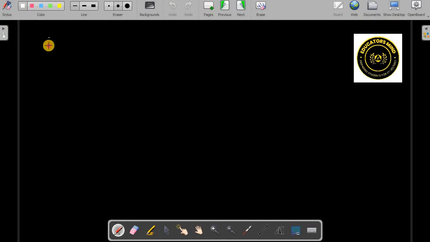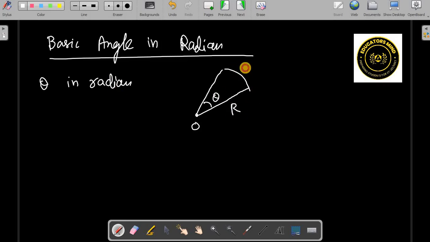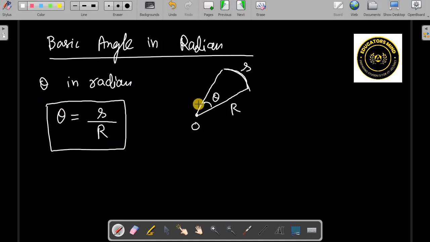So another thing is about the basic angle concept. Basic angle in radian. How to define angle in radian? Suppose that this is a point and this is a circular arc, and this is angle theta. This theta is in radian, and this is the r, and this is, let's say, the arc length. Okay, arc length. So theta in radian is given as arc length by radius. So radian is another unit of angle.